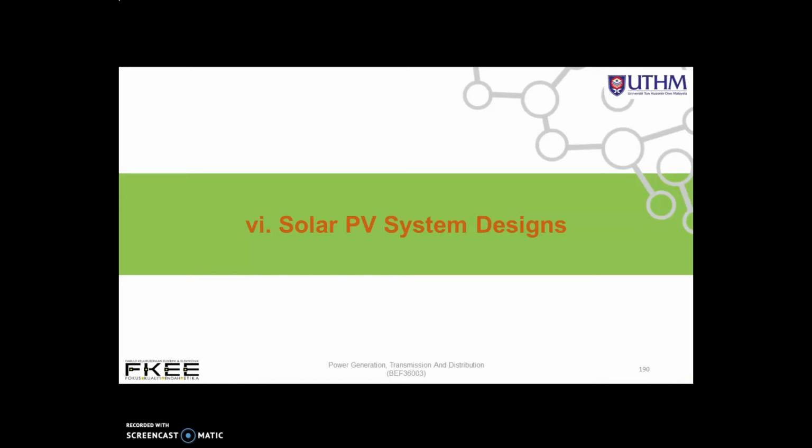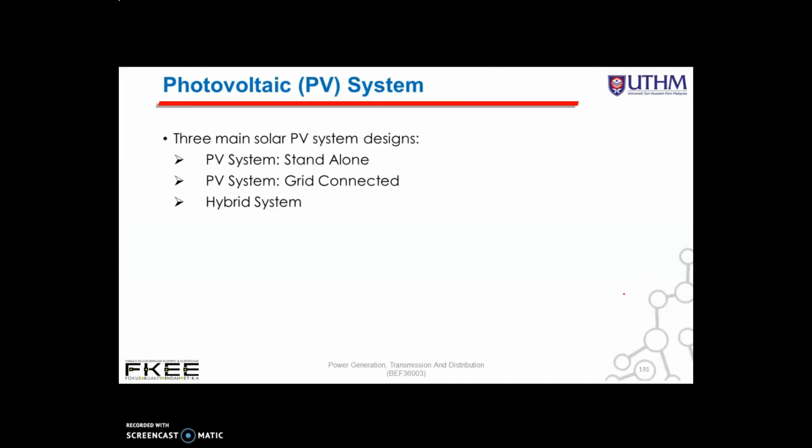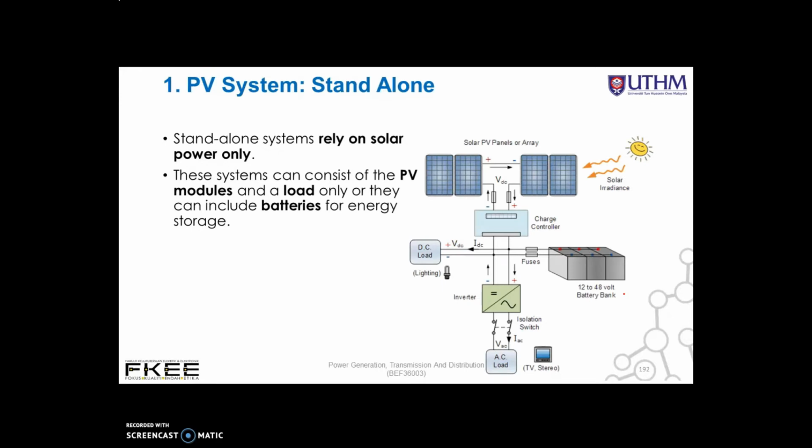Okay, next is the solar PV system designs. There are three main solar PV system designs: the standalone type, the second one is the grid connected, and the third one is the hybrid system. Okay, so first is the standalone PV system.